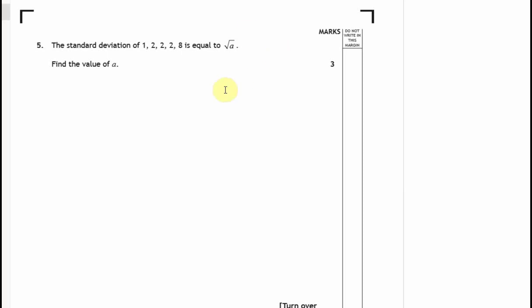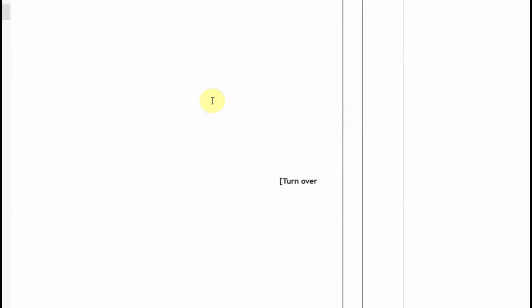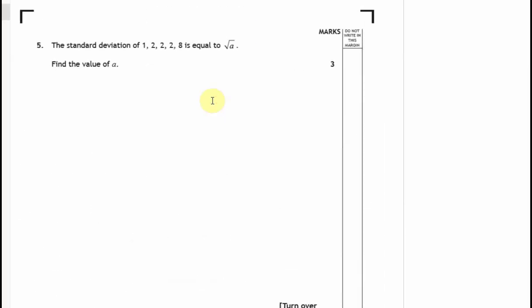Okay, question 5. Try question 6 as well. The standard deviation of these numbers is equal to root A. Find the value of A. Now, this is them dressing up the question in a way as to confuse you.